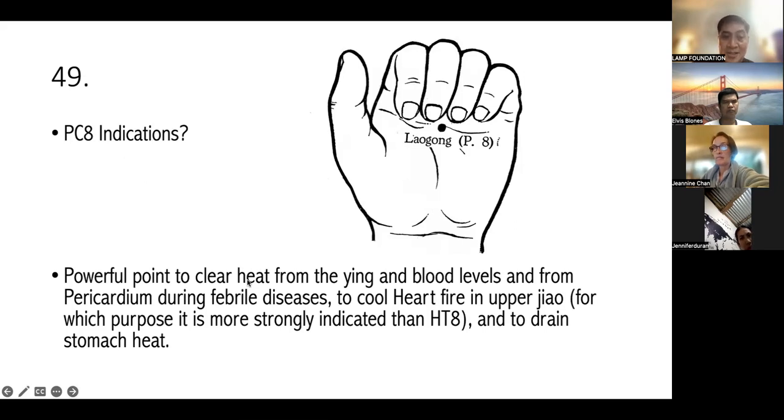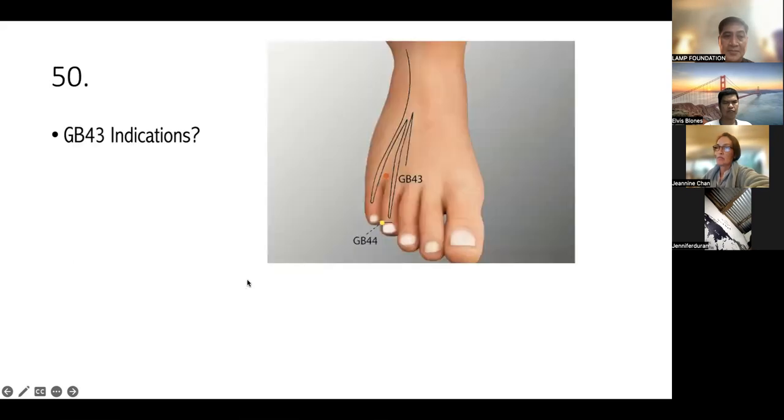Okay, so remember, ano na po ito? Yin and blood levels na. So that means talagang nagko-convulsion na, nagde-delirium na, or meron na po siyang septicemia, no? But again, pwede pang makatulong siya just to cool the heart fire. Okay? Yan yung pericardium 8. So again, it's a powerful point to clear the heat from the yin and the blood levels. Okay. GB43.